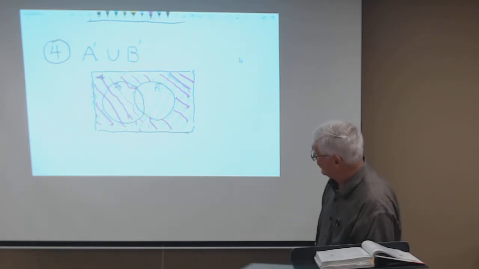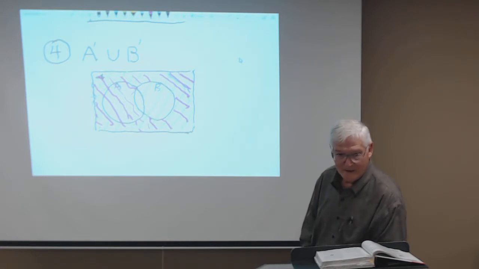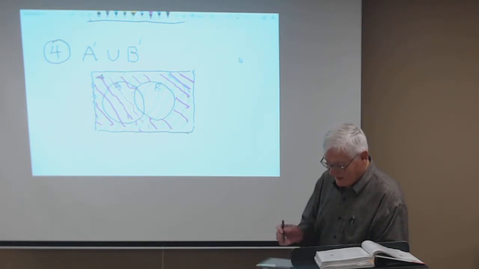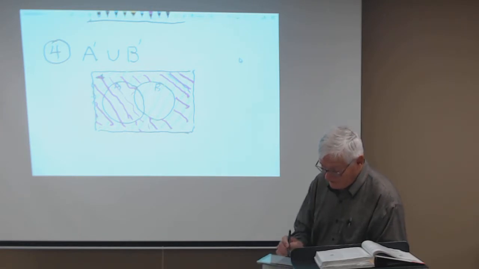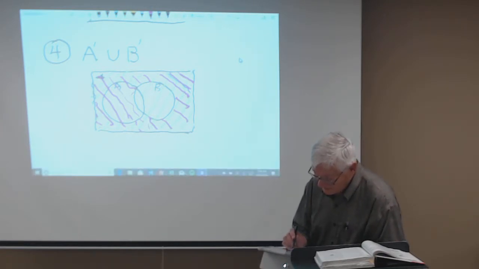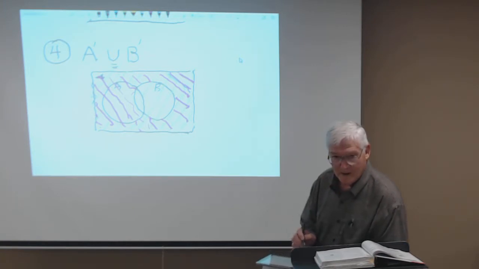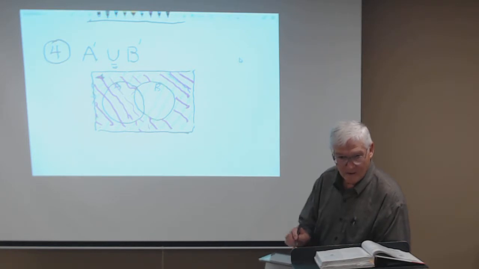Okay, everybody follow what I've got up there? Red is the complement of B. Green is the complement of A. Now union, let's go back to black here. Union would be where you put all the green and all the red together.